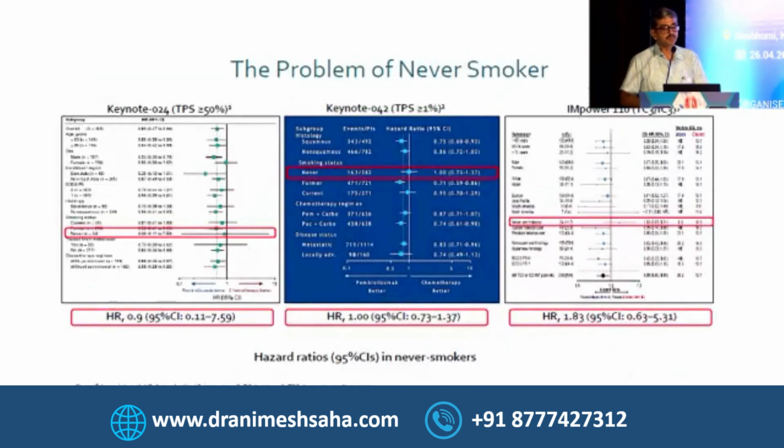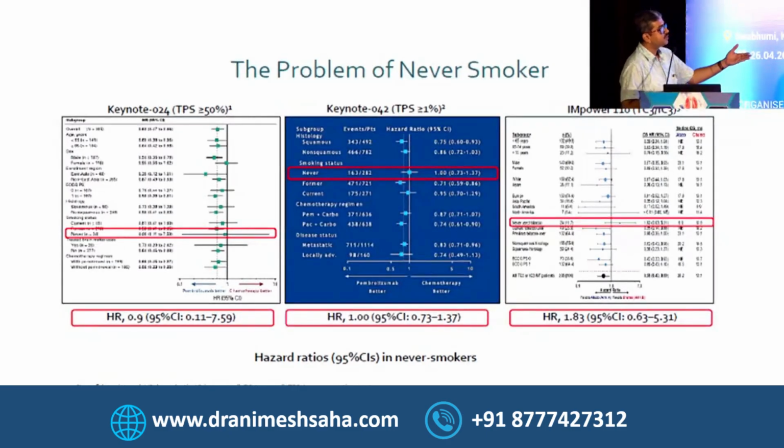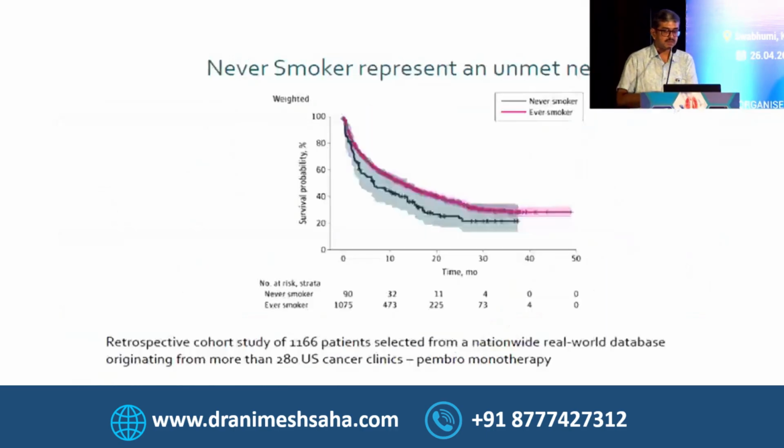Again, I am showing the problem with the never smoker. If we look at the cross-trial comparison of KEYNOTE-024, KEYNOTE-042 and IMpower110, in the subgroup analysis, particularly the never smoker, the hazard ratio is 0.9, 1, and 1.83. So the hazard ratio in never smokers says that it is not good for immunodrugs. So it is an unmet need for the female never smoker with the IO drugs.